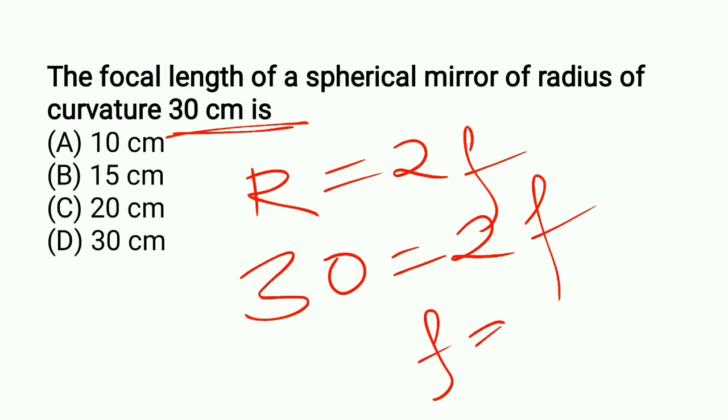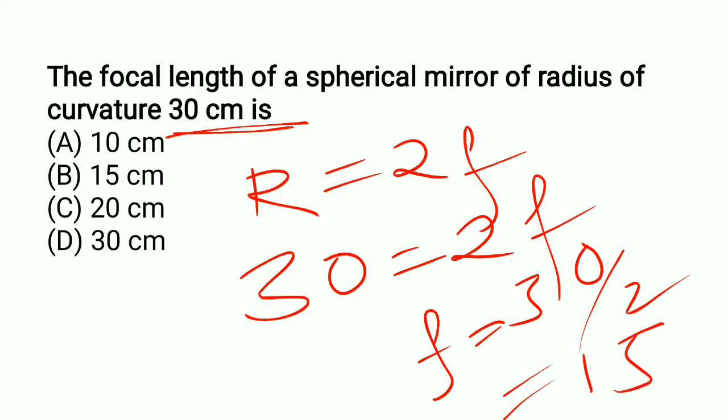Therefore f is equal to 30 divided by 2. So this is equal to 15. So here the focal length of a spherical mirror of radius of curvature 30 centimeter is 15 centimeters. So here option B is the correct answer.